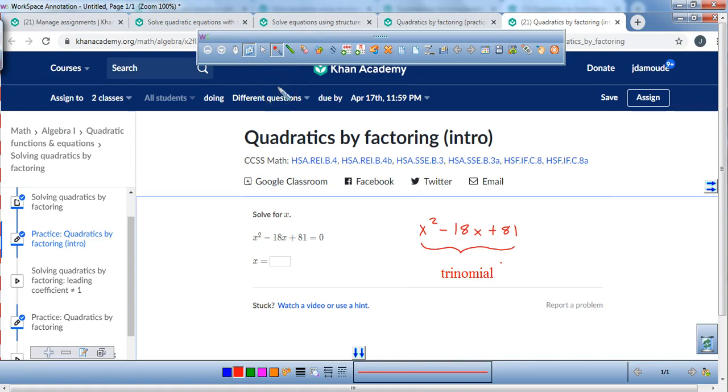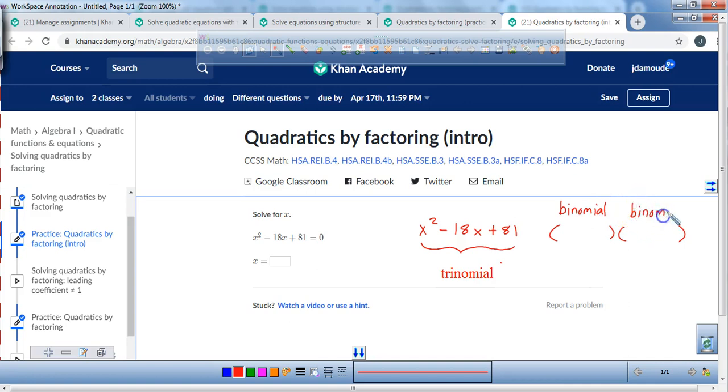Alright, so that trinomial can be broken down into two binomials, as two binomial factors. So we're going to have a binomial multiplied to another binomial. And so how do you do this? Well, it's very important. There's a cool little trick if there is a 1 in front of the x squared.